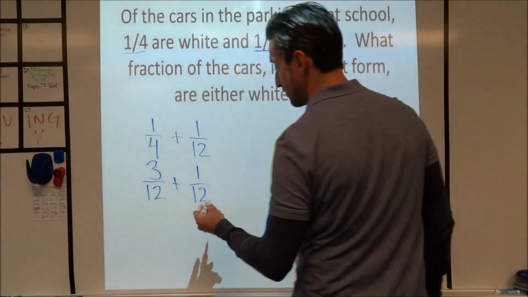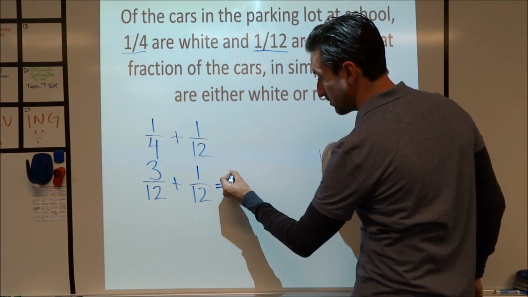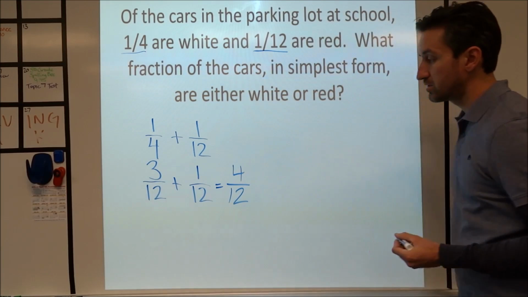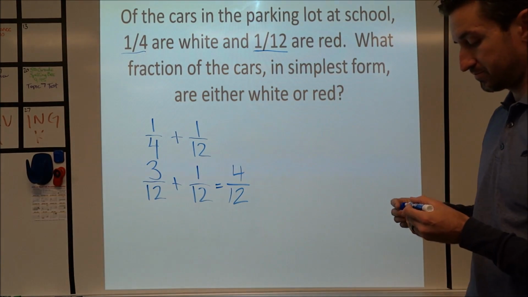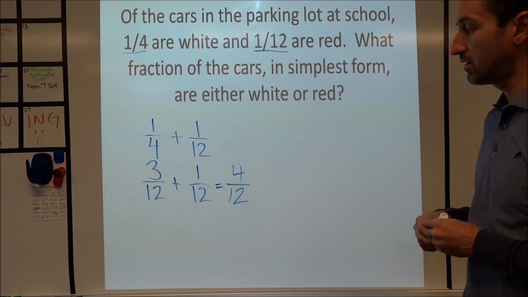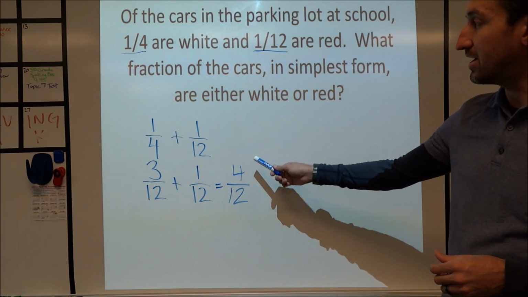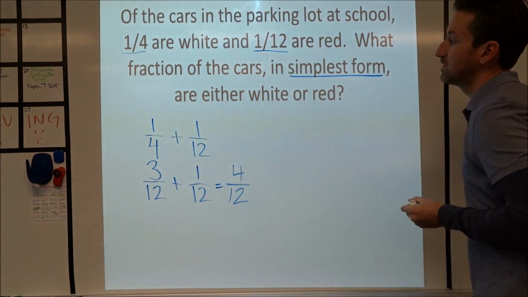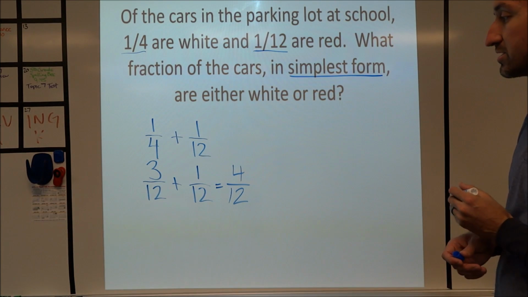Now I can add my numerators. 3 plus 1 is 4. So I get 4/12. 4/12 is not in simplest form. And our question does ask us to put our answer in simplest form.